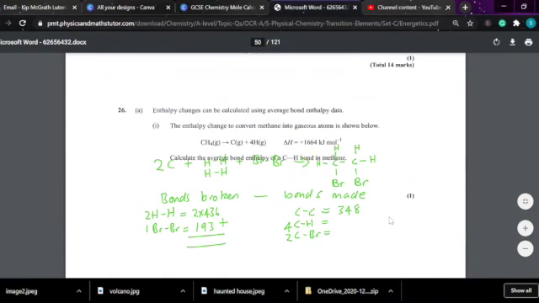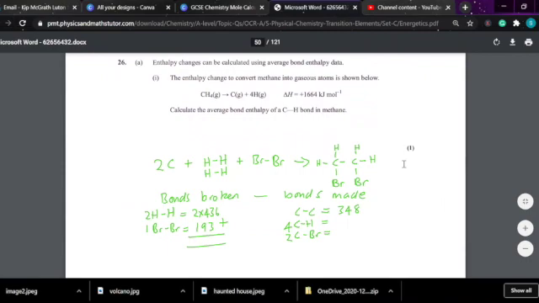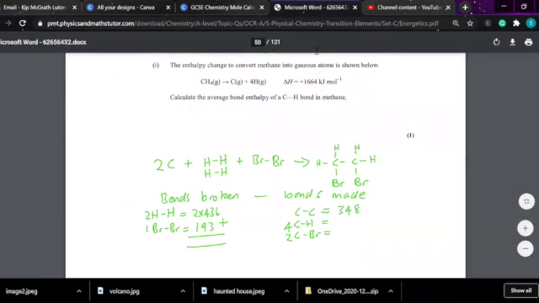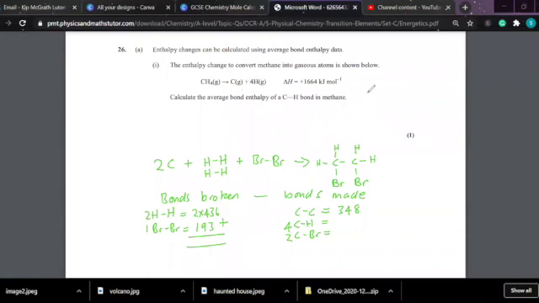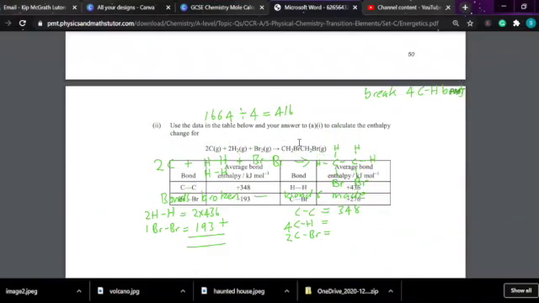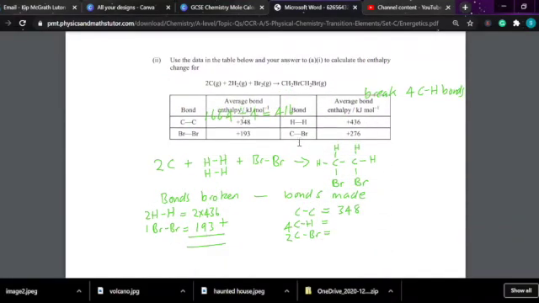And if you have a look at part 1, it tells you we're looking at methane and it's breaking up into carbon and hydrogen. So this is the energy needed to break 4 C to H bonds. So all I do is I take that number, 1664, divide it by 4 to get 416. So this is the bond enthalpy of a CH bond. And now I'm going to scroll back down again.